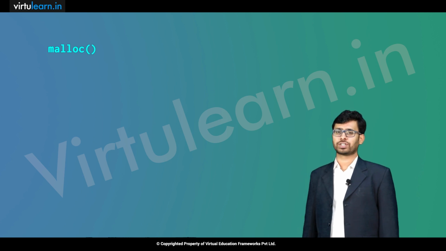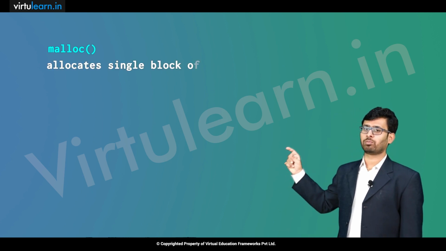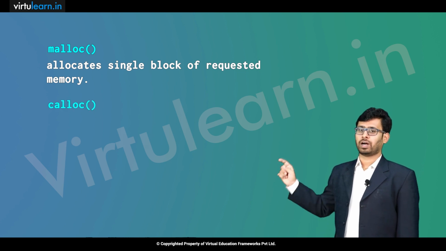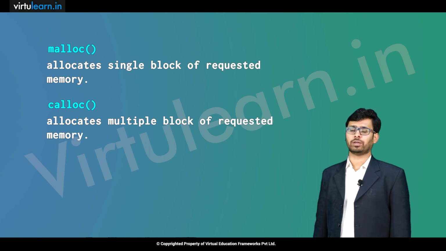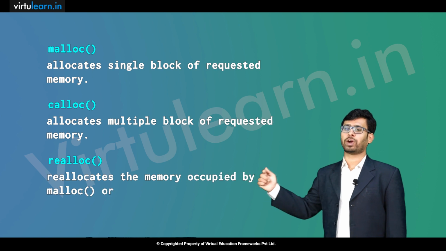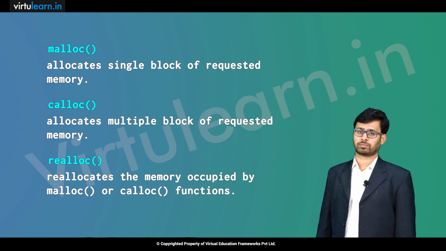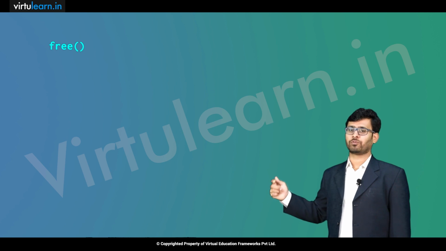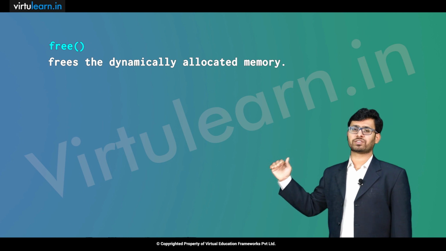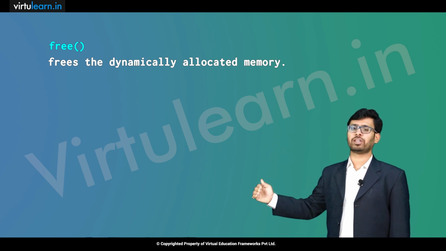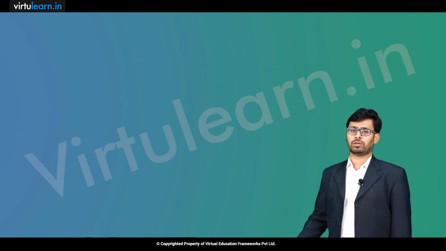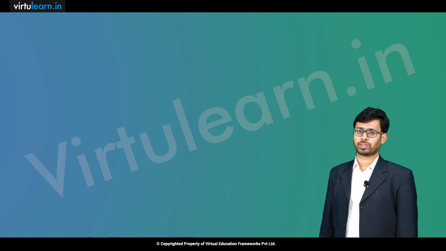So coming to the malloc function, it allocates a single block of requested memory. The calloc function allocates multiple blocks of requested memory. The realloc function reallocates the memory occupied by malloc or calloc functions. Next, the free function frees the dynamically allocated memory. So whatever memory is allocated at runtime is released with the help of the free function. Now let us see in detail about each and every function.